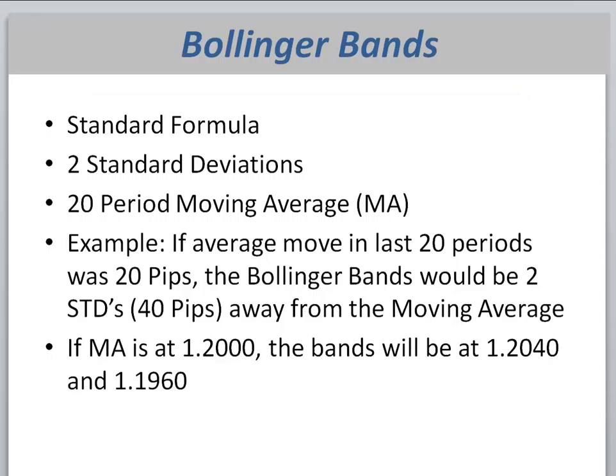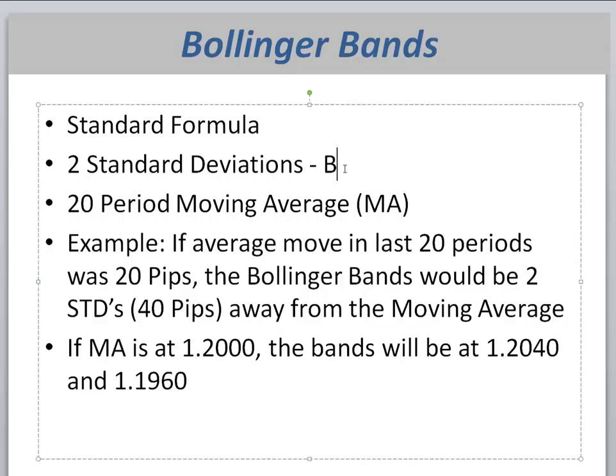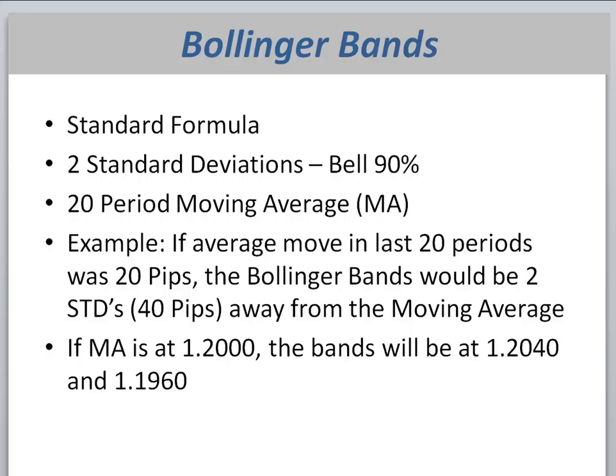Okay, back to how it works. There's a standard formula that most traders use. It's called using two standard deviations. Why do they use two standard deviations? This has to do with what's called the bell curve, where 90% of statistics fall within two standard deviations. So that's why people stick to two standard deviations.